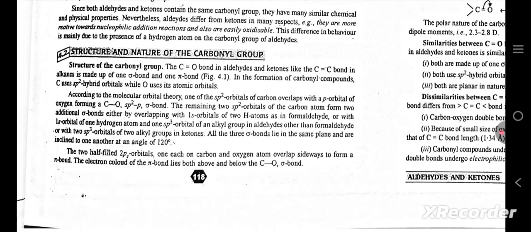Structure and nature of the carbonyl group. Structure of the carbonyl group. The C double bond O in aldehydes and ketones, like the C double bond C in alkenes, is made up of one sigma bond and one pi bond.